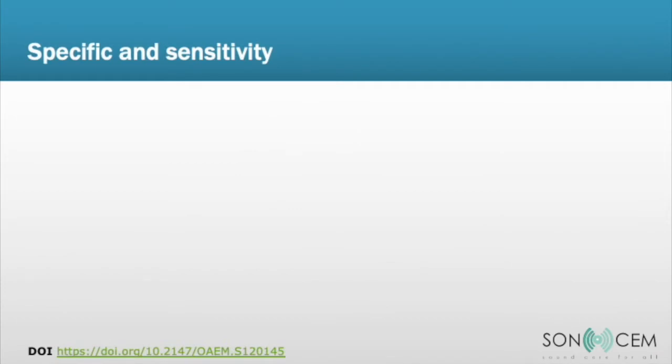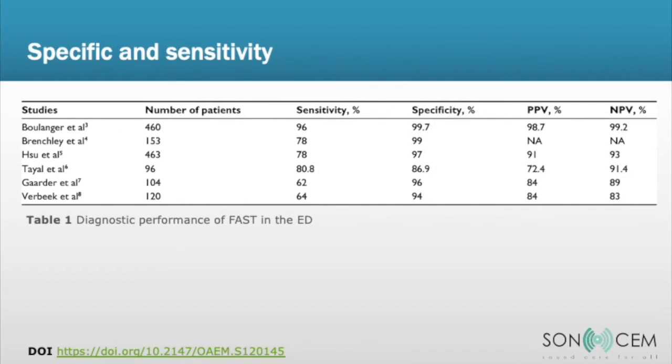Several studies were done on the reliability of FAST in detecting hemoperitoneum. This table shows the diagnostic performance of FAST in the ED. As you can see here, the sensitivity for FAST ranges widely between 62 to 96%. This can be due to several factors including the clinical setting, the experience of the performers, body habitus of the patients, and also the equipment. Despite a number of limitations, FAST still has a good sensitivity for identification of free fluid.